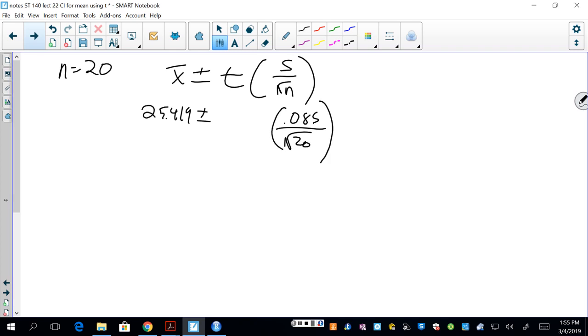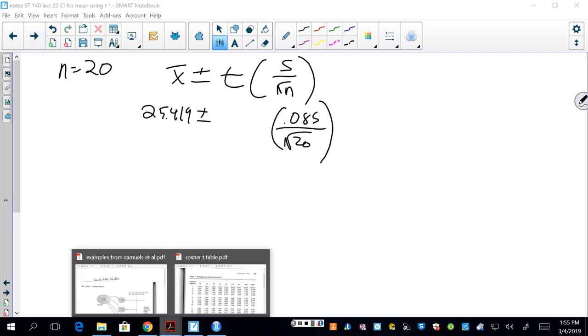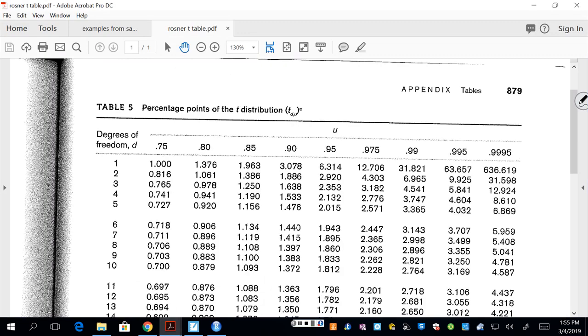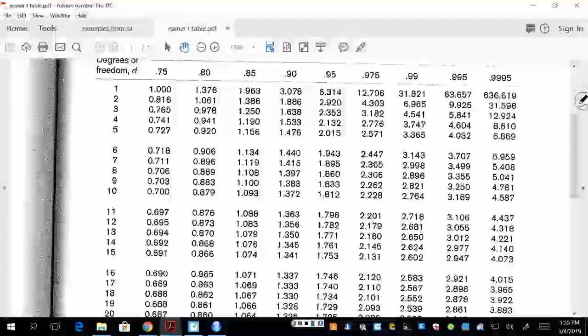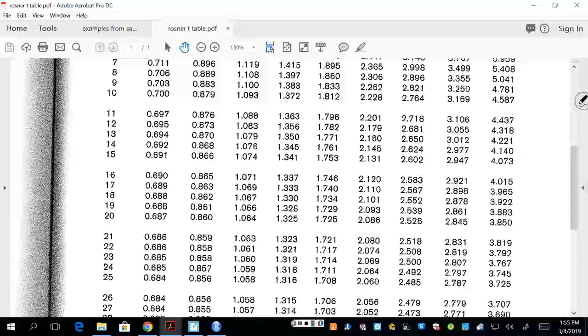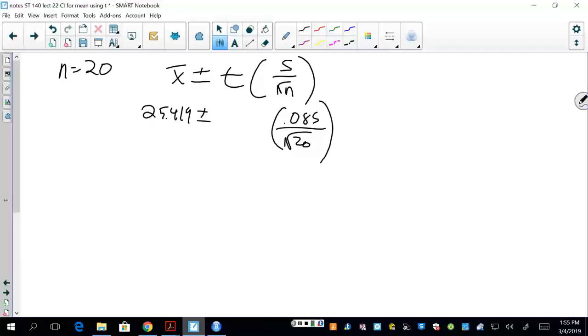change. We're looking at the T table, Rosner's T table here, his version of it, under the 975 column. Now we look at that T. So 2.093. And so this is smaller, and this divided by the square root makes it smaller, and our interval is going to be smaller. It's still a 95% interval, right?